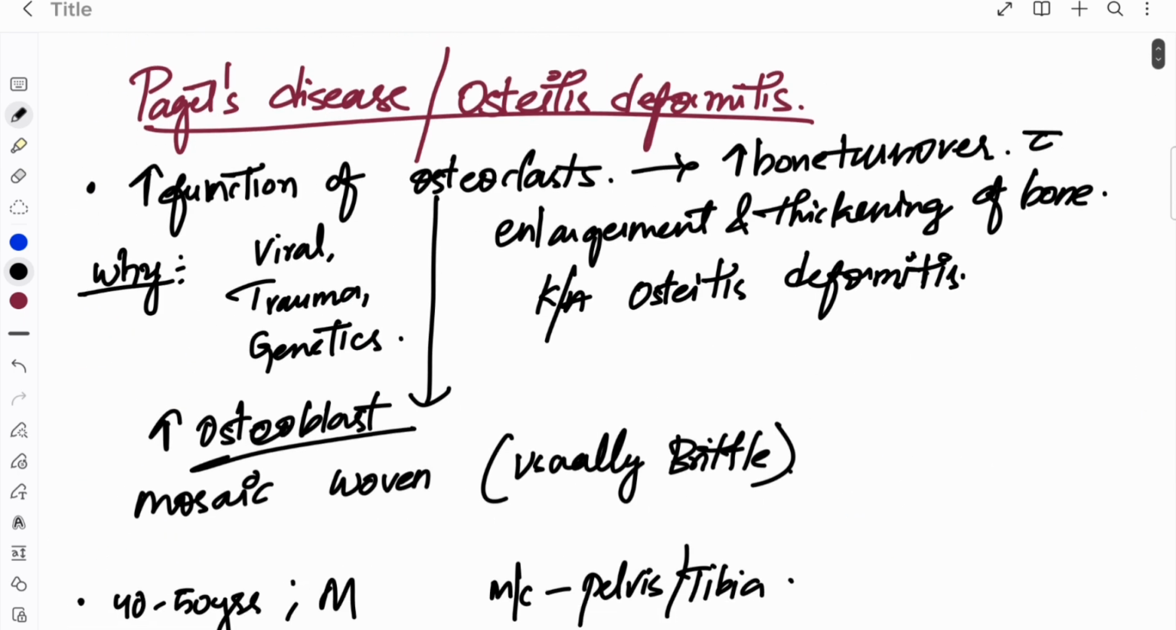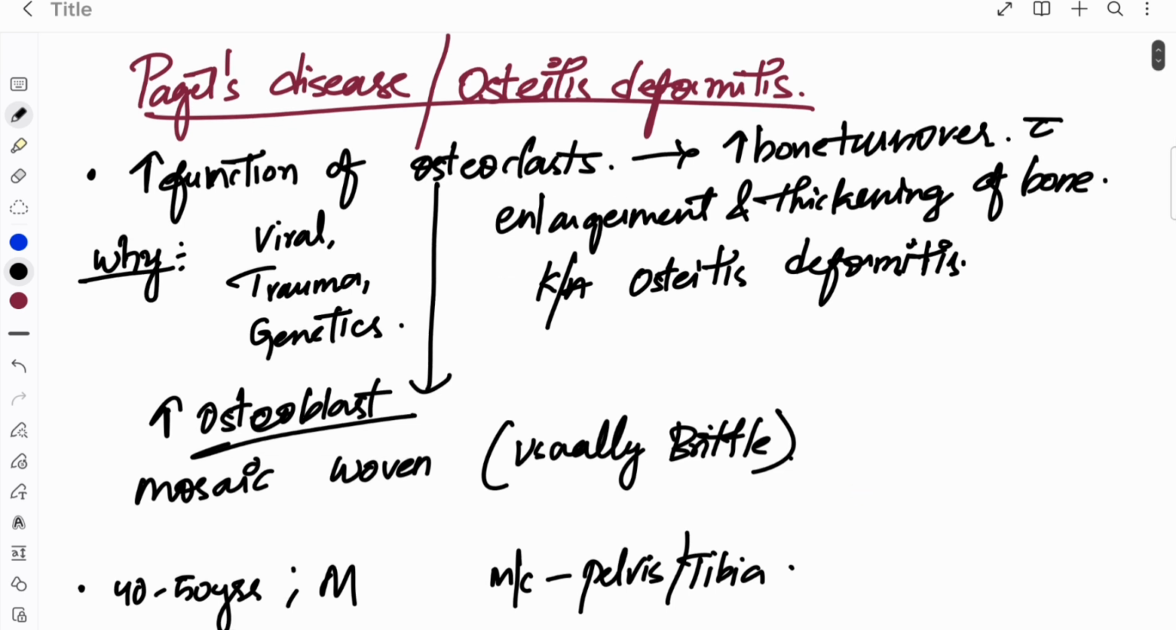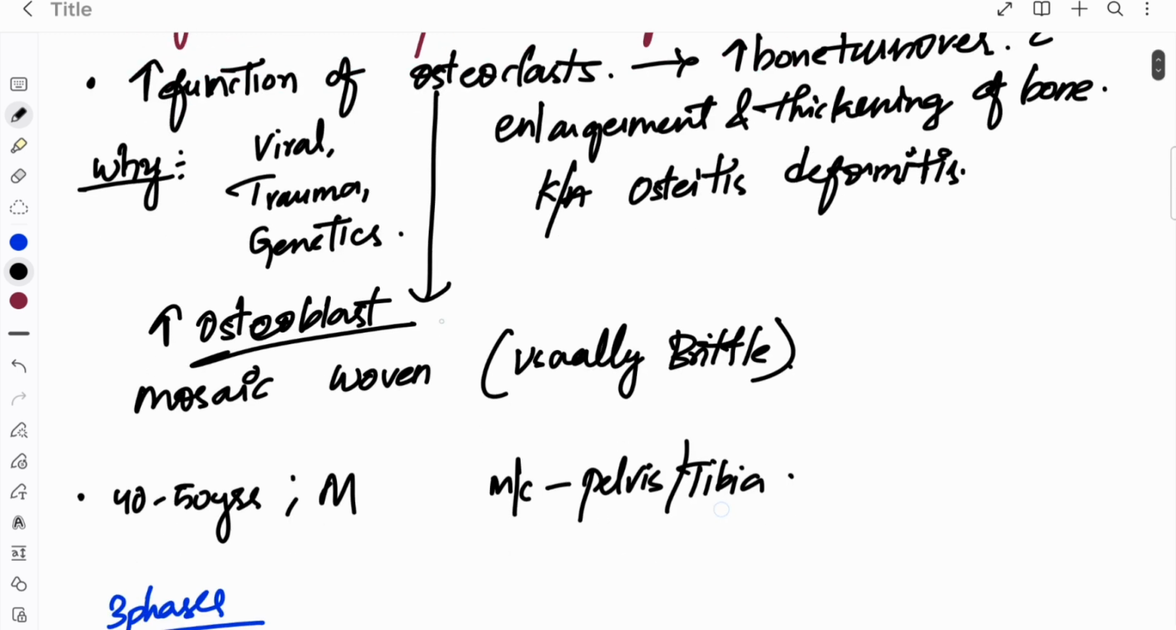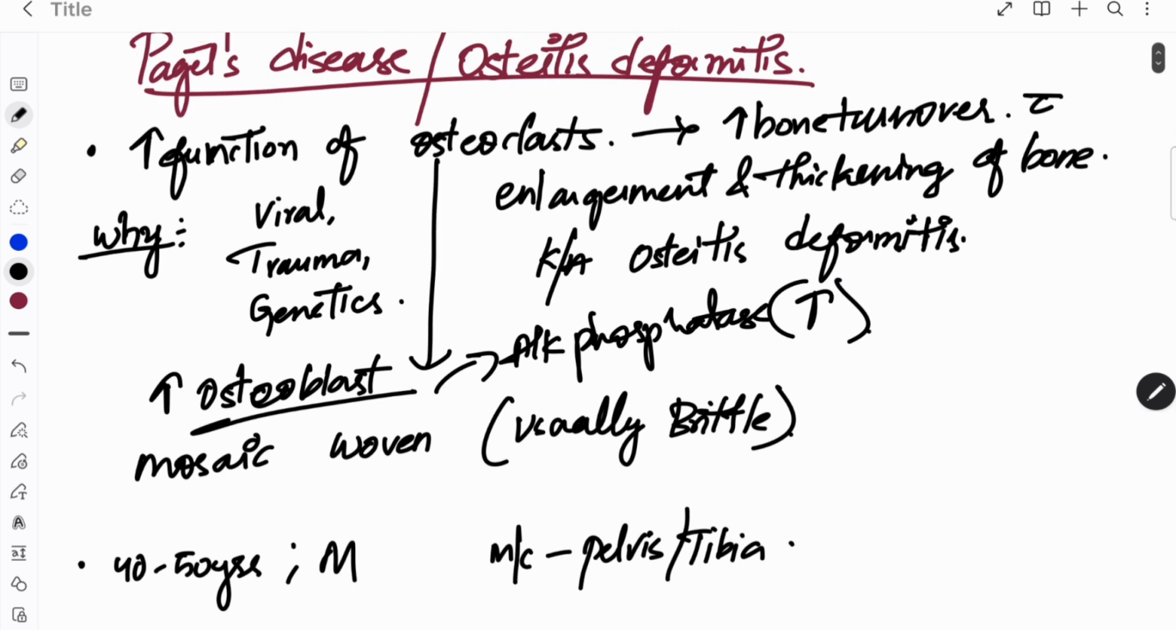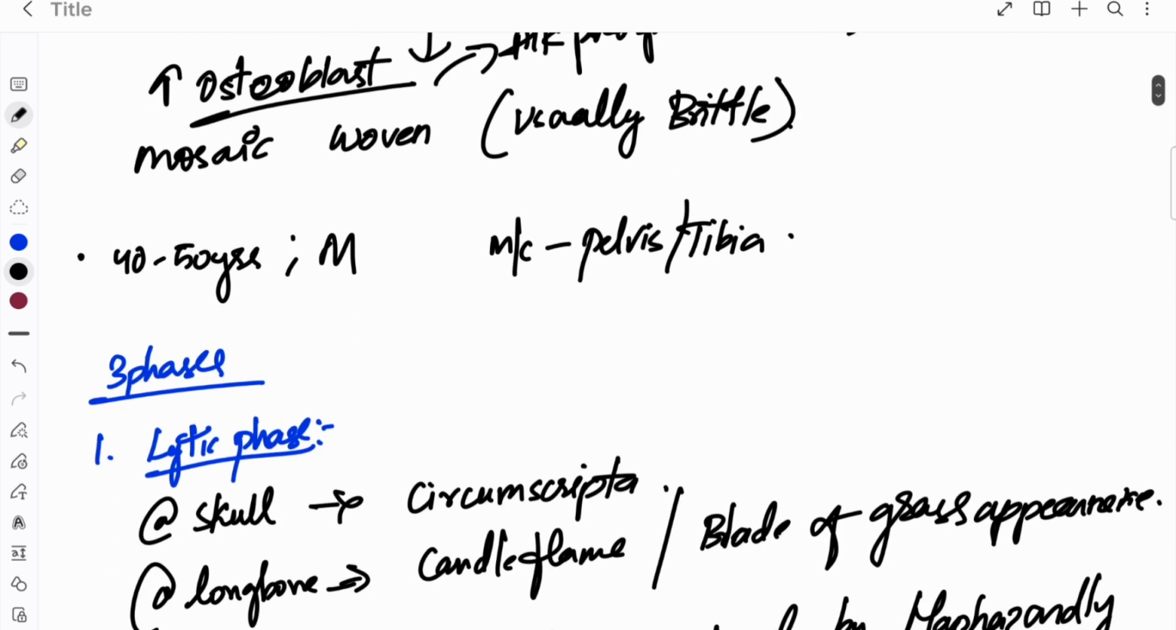So Paget's disease, which is also known as osteitis deformans, what is the main problem in Paget's disease? It is an increased function of the osteoclast activity. Why is there an increased function of the osteoclastic activity? It is due to viral disease or trauma or genetics. So increase of the osteoclastic activity causes increase of the markers of the osteoclast, and further causes increase of the osteoblastic activity. The marker of that is alkaline phosphatase, which will be increased, leading to the mosaic bone or the woven bone, which is usually brittle. So what happened here? There is an increase of bone turnover with enlargement and thickening of the bone, which is also called osteitis deformans. More commonly seen in 40 to 50 years males. More commonly, the pelvis or the tibia is affected.